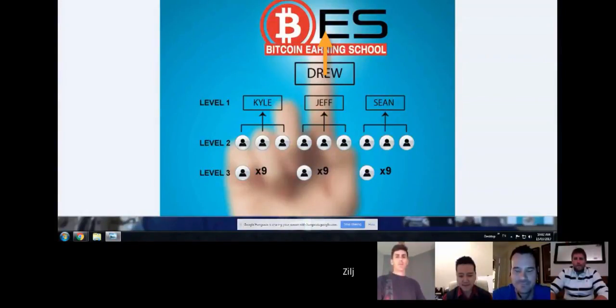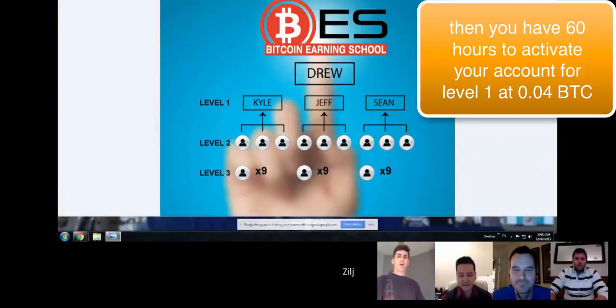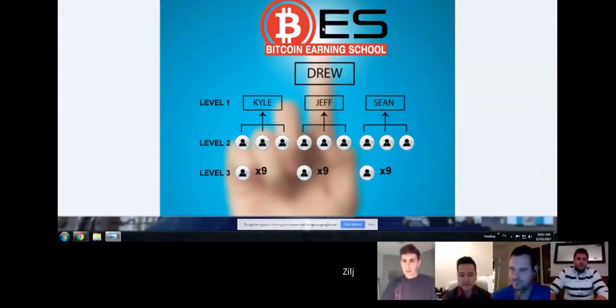During the sign-up process, there's a 0.03 administration fee, and that is for the education content that we're giving you guys. And then you do need to upgrade to the 0.04 level to make your account active. You've got 60 hours from when your account signs up to be able to lock that in. So Drew will send 1 level up, so that's 0.04 Bitcoin.